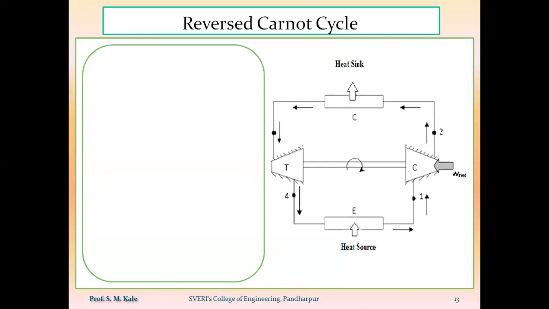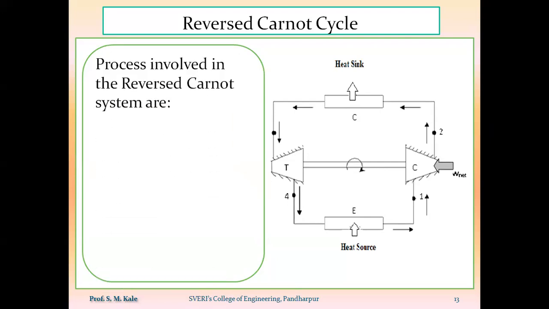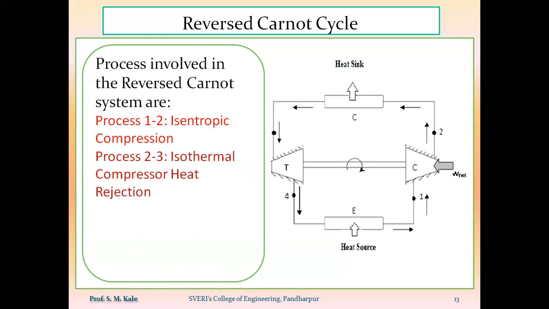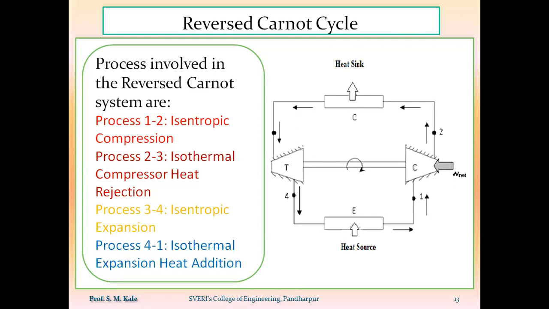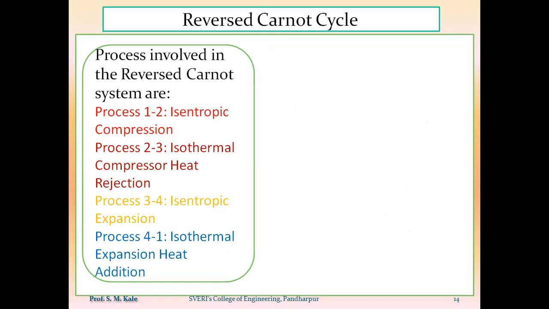Two of them are isentropic processes, also called reversible adiabatic processes. The remaining two are reversible isothermal processes. Of the four, the first is the isentropic compression process, the 1 to 2 process. The second, 2 to 3, is the isothermal compression heat rejection process. The next is the isentropic expansion process, and the last is the isothermal expansion heat addition process. For these four processes, we have seen the PV as well as TS diagram.